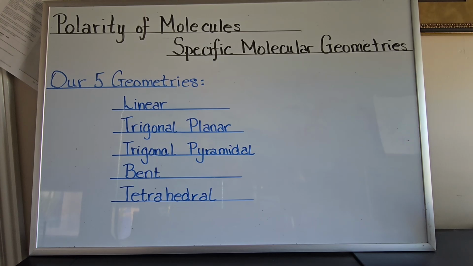As mentioned in the first video of the series, we will look at 5 specific geometries: linear, trigonal planar, trigonal pyramidal, bent, and tetrahedral. There are more complex geometries than this, and you might explore these in later classes. Here we will explore how specific geometry of a molecule can affect its polarity. We will look at specific examples of each of these 5 geometries.